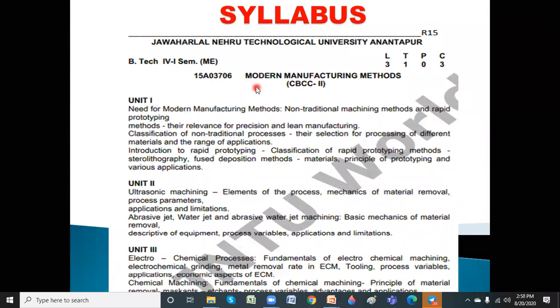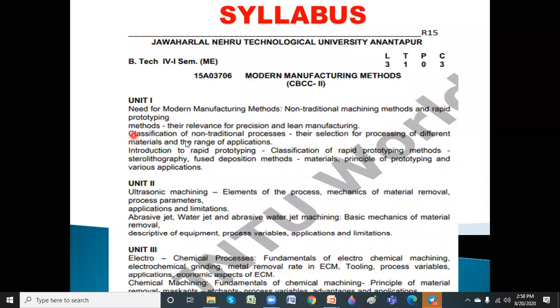Now just see your modern manufacturing methods. First of all, we have unit 1, which will deal with the need for modern manufacturing methods, that is non-traditional machining methods, and one more concept called rapid prototyping. We will discuss these two things and how these non-traditional machining processes and rapid prototyping methods are used nowadays for precision and lean manufacturing. All the topics I'll be discussing in detail later.